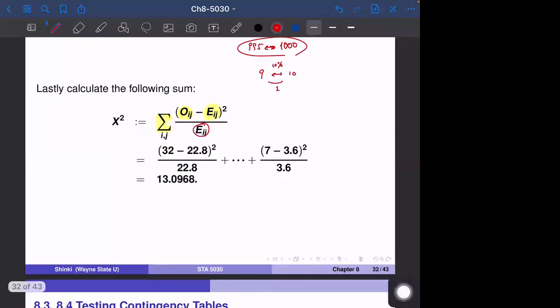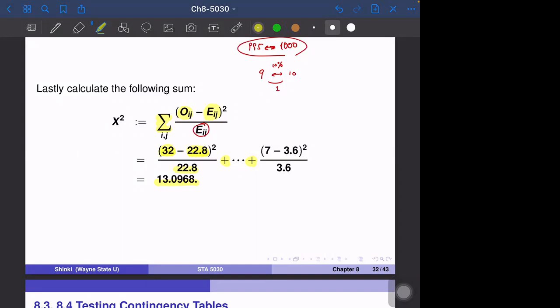Then we can calculate the difference. O11 minus E11: we have calculated the upper left cell, the expected value, and the actual value is 32. So the discrepancy is the difference between 32 and 22.8. Then take the square, then divide by the expected value. Then we add up all terms. We have a 3x4 table, so we have the sum of 12 terms. Then we get 13.098. If this is a very large number, we reject the independence of the two factors. If this is a moderate number, we do not reject independence.